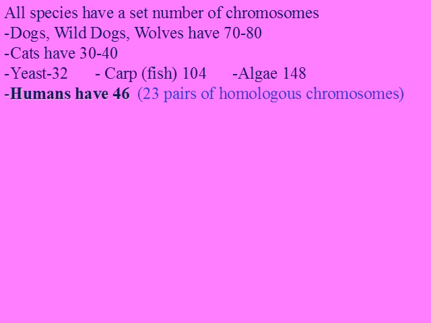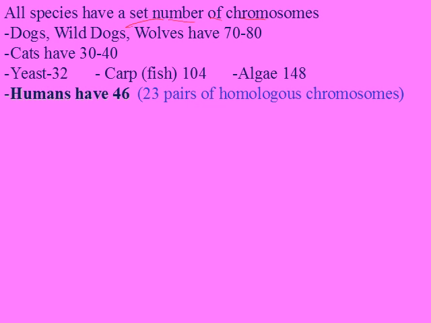So all species, whether you're a human, a dog or a cat or a cow or a tree, all species have a set number of chromosomes. That is to say, within the cells of the body of those species, they have the same number of chromosomes. The only spot this wouldn't hold true would be in the sex cells, the sperm and the egg, or seeds in certain cases.